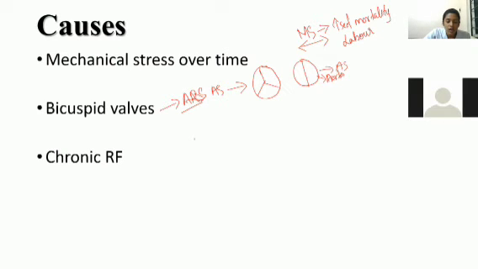Mechanical stress over time, bicuspid valves, that means the aortic valve is having only two cusps, then chronic rheumatic fever. So this is about the causes of aortic stenosis.